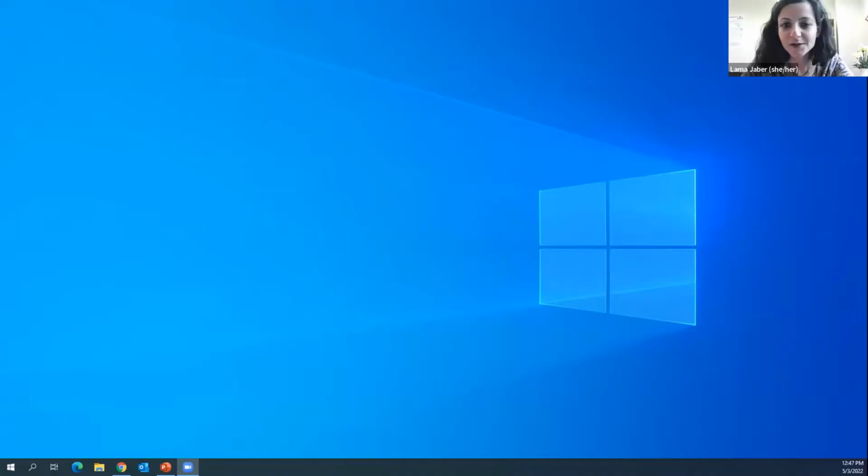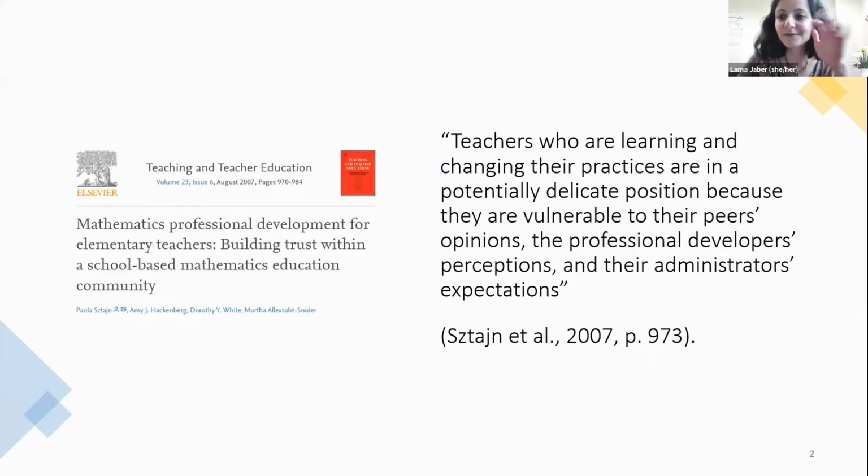So I'll start by sharing my screen and by framing this conversation around a quote that I used in the first part of the series, by Stein and colleagues, who really attend to this idea of teachers who are learning and changing their practice being in a potentially delicate position because they are vulnerable to their peers' opinions, to the professional developers' perceptions, and their administrators' expectations.